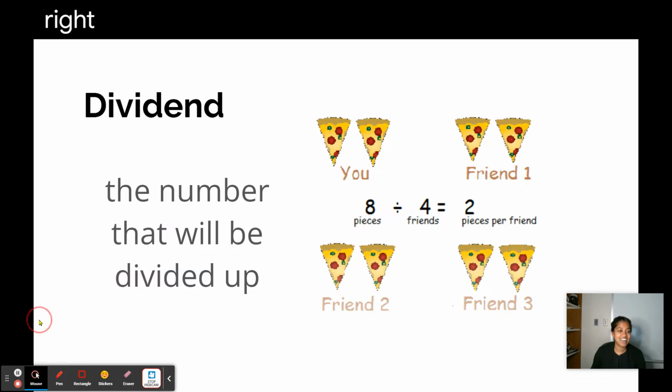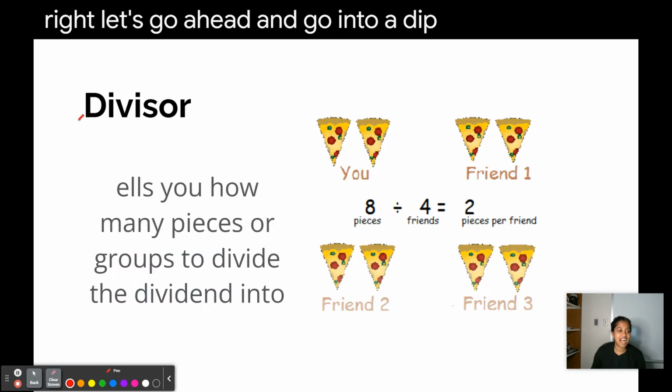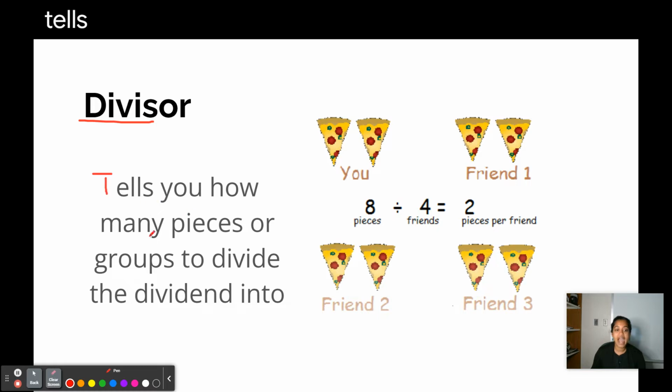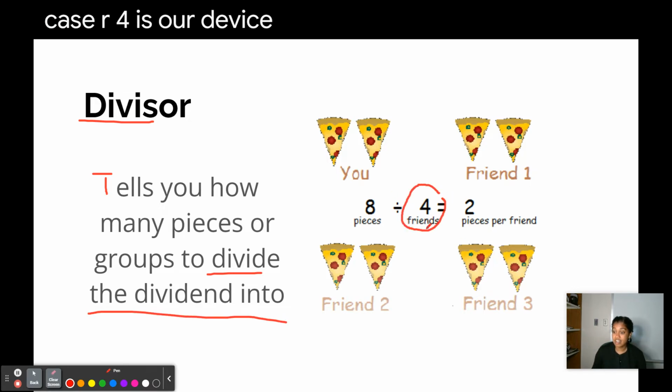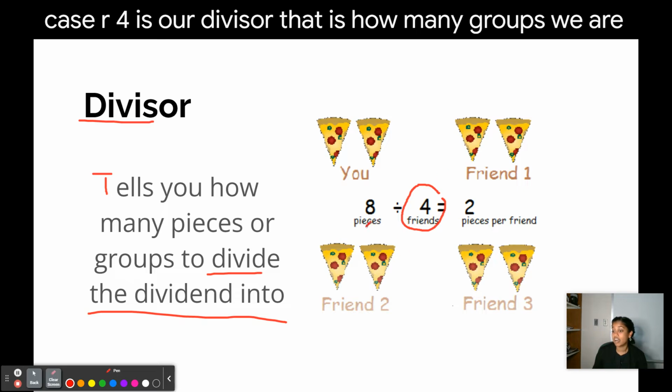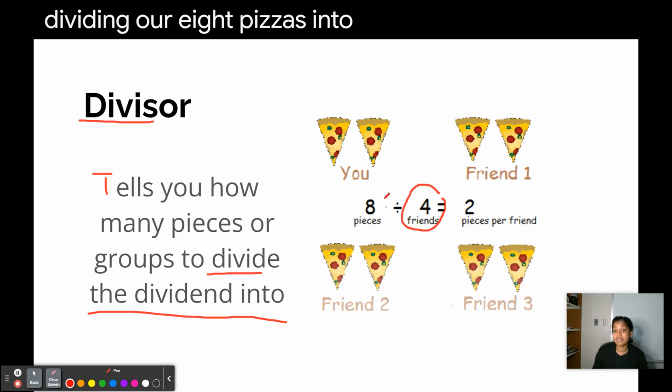All right, let's go into divisor. The divisor tells you how many pieces or groups to divide the dividend into. So in this case, our 4 is our divisor. That is how many groups we are dividing our 8 slices of pizza into.